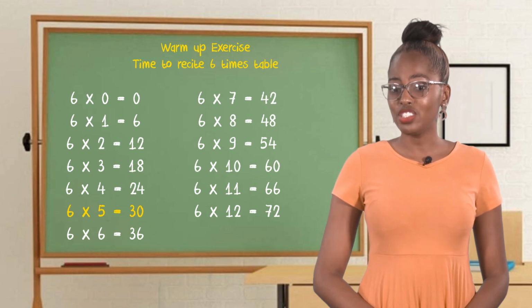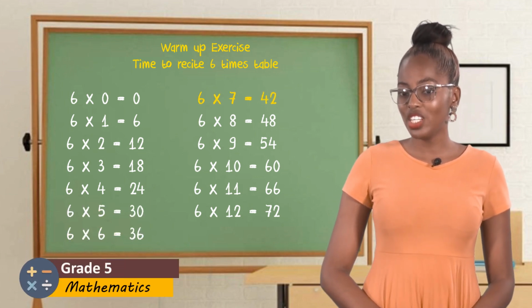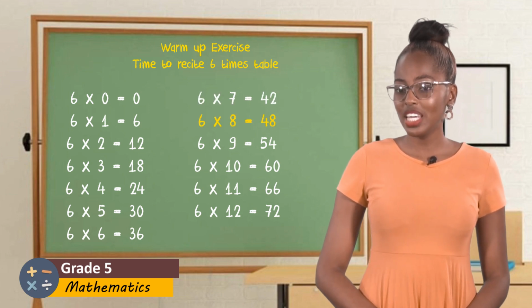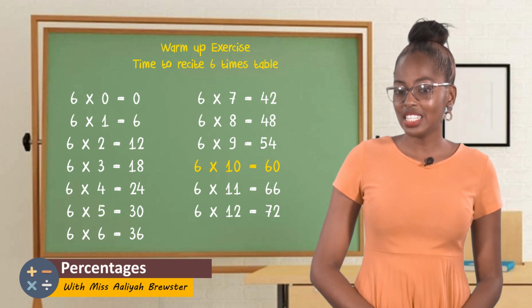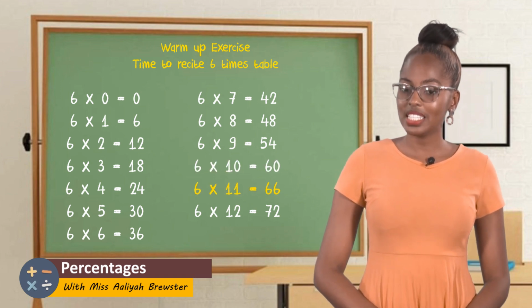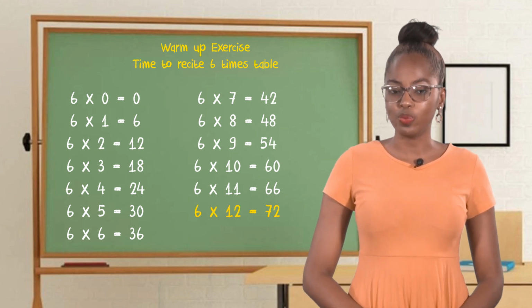6 times 5 is 30. 6 times 6 is 36. 6 times 7 is 42. 6 times 8 is 48. 6 times 9 is 54. 6 times 10 is 60. 6 times 11 is 66. And 6 times 12 is 72.